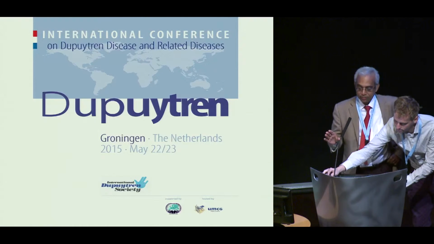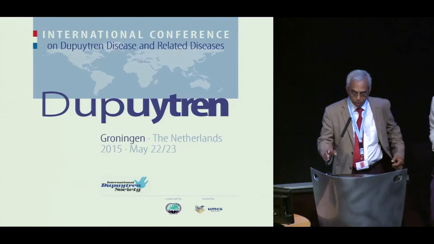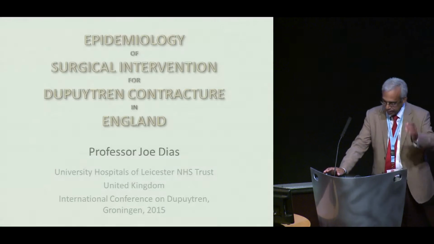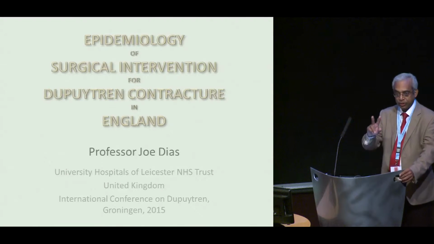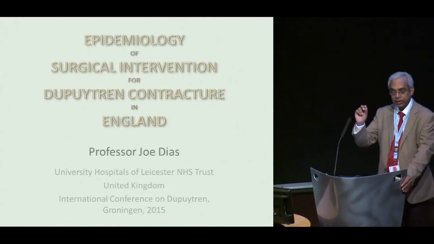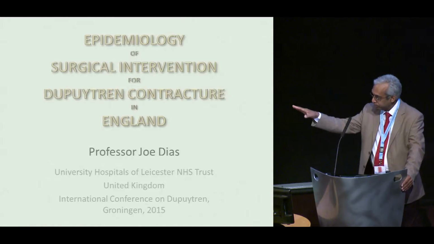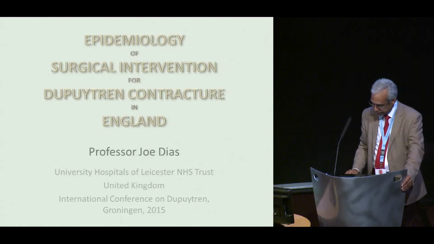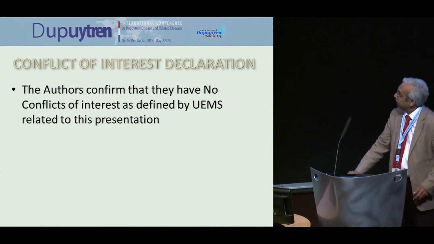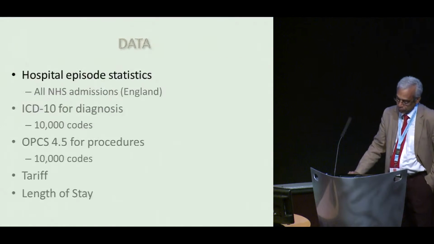What I'm going to do is share with you the epidemiology of Dupuytren's contracture. And I've just got two main messages. One is the rate of surgery, and the second is the variation between units. And it touches on some of what Zsolt picked up there as well. So no conflicts over here.